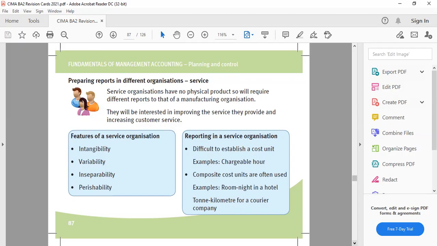Perishability is there in case of service industries. There is no perishability, at least in the short run, in manufacturing. If there is no perishability, they can be carried forward to the next period.